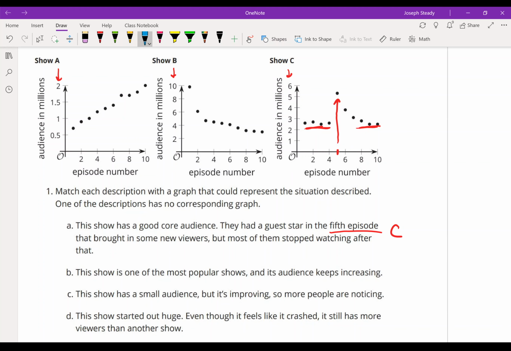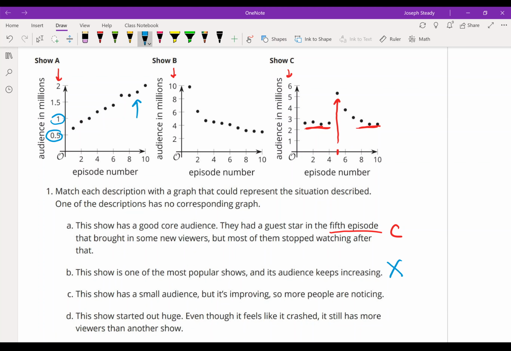Description B. This show is one of the most popular shows and its audience keeps increasing. Well, right off the bat, I noticed that on graph A, the numbers keep going up and up and up, right? These are just increasing. But these numbers are really low. This is less than 1 million people watching at the beginning, and that's much lower than show B or show C. So this one I don't think has any match.